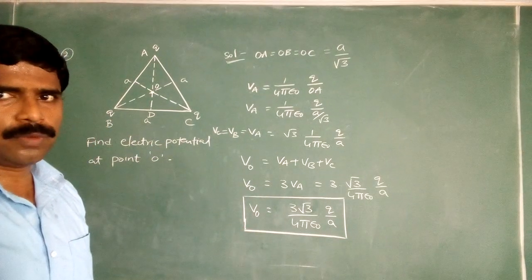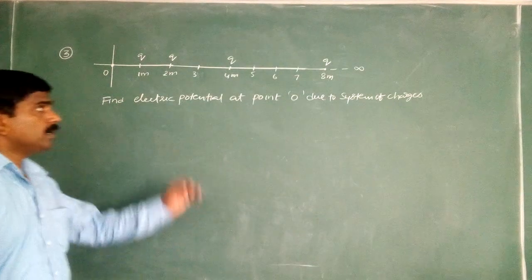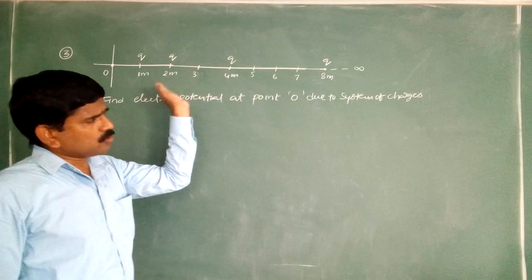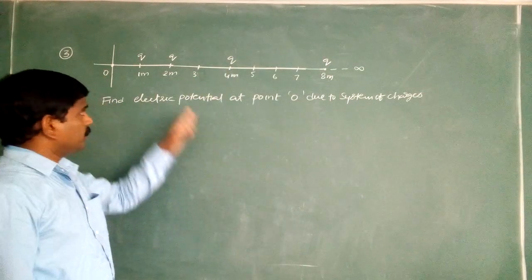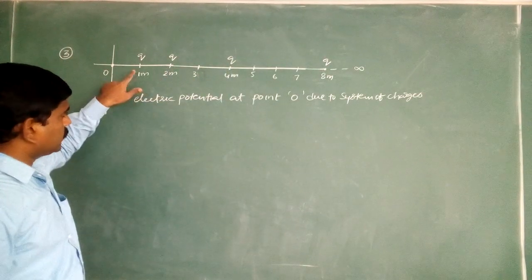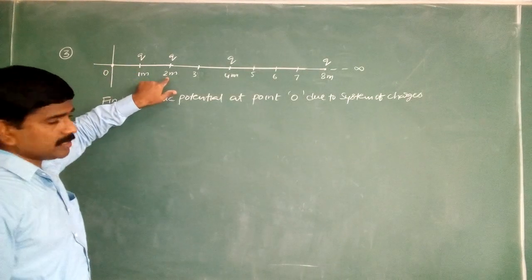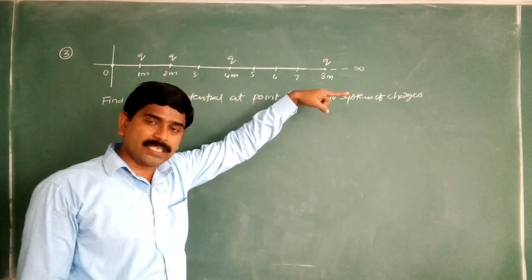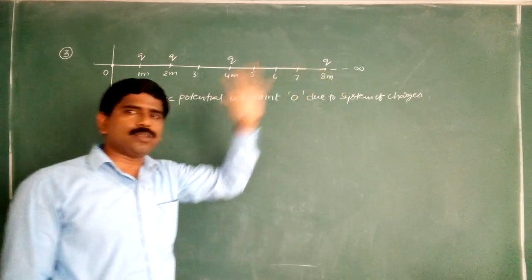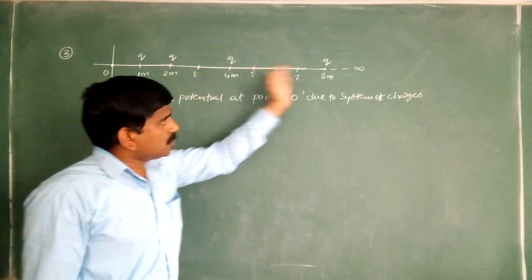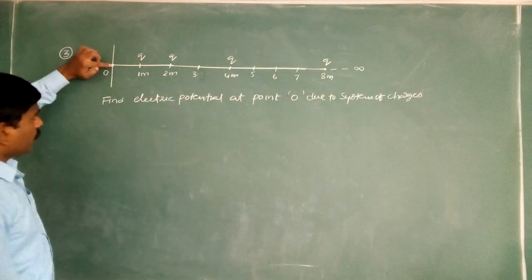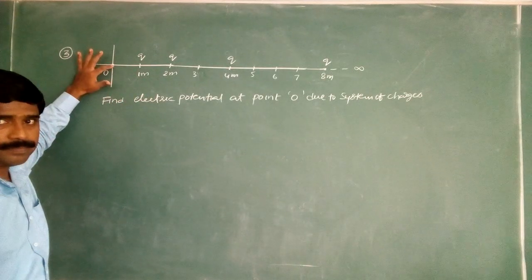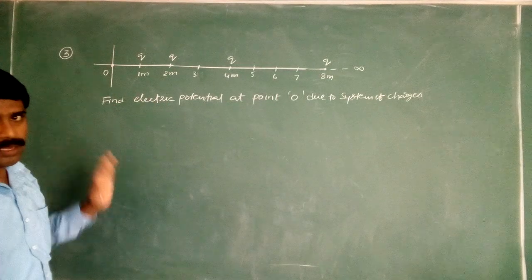Right? Next, one more problem. Next problem, the third one. Here charges Q, an infinite number of charges, are placed on the x-axis at a distance of 1 meter, 2 meters, 4 meters, 8 meters, 16 meters, 32 meters and so on. Due to this system of charges, what is the electric potential at O, the origin? Okay, so we will find that one now.